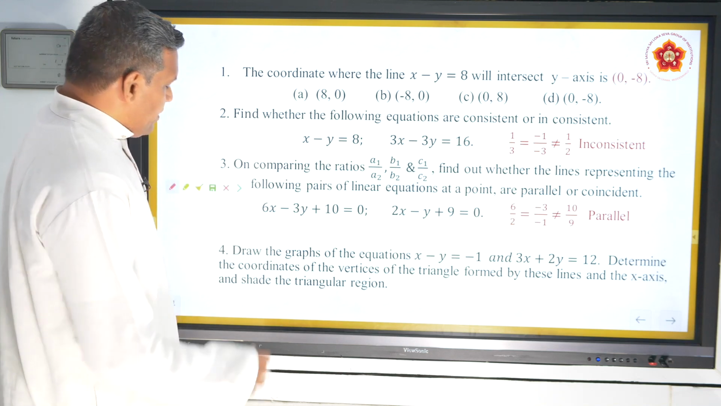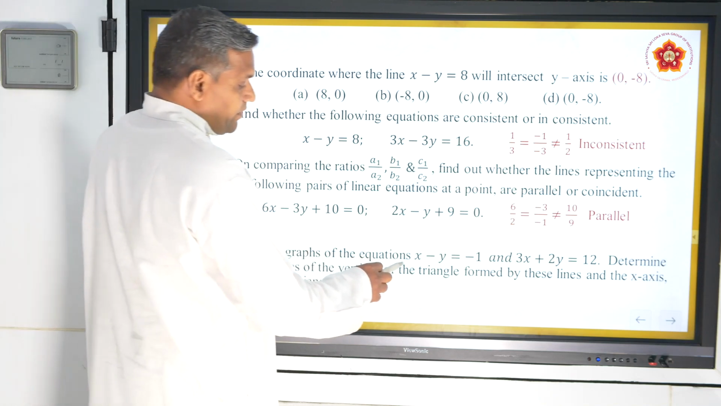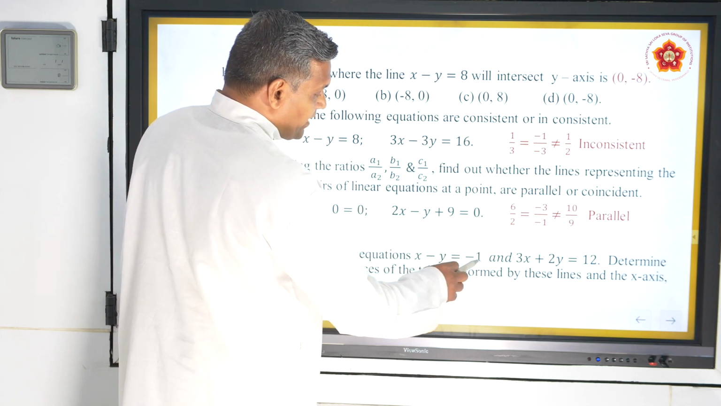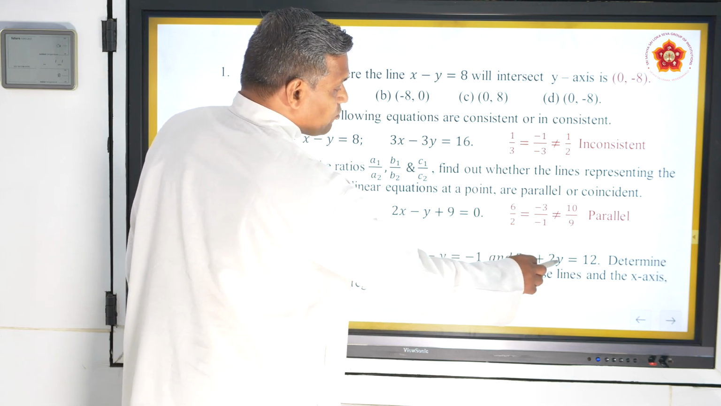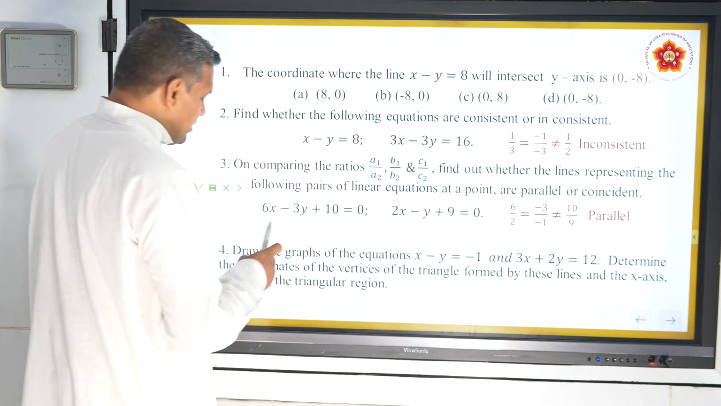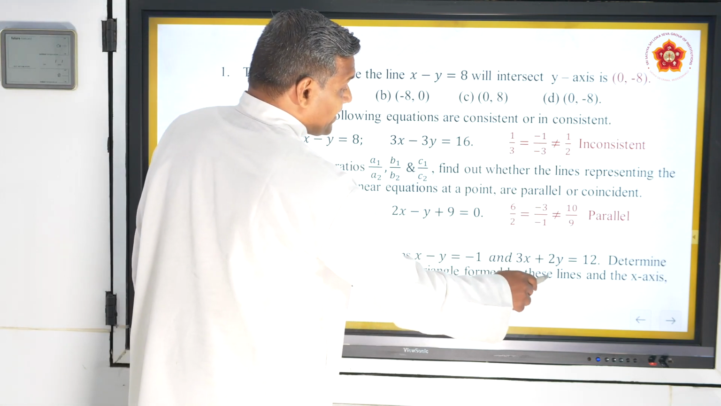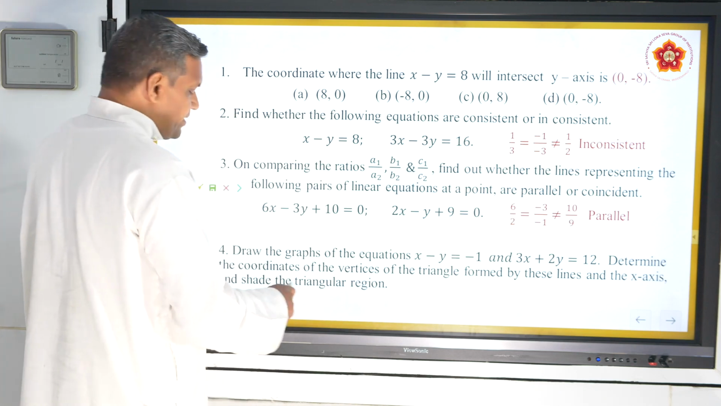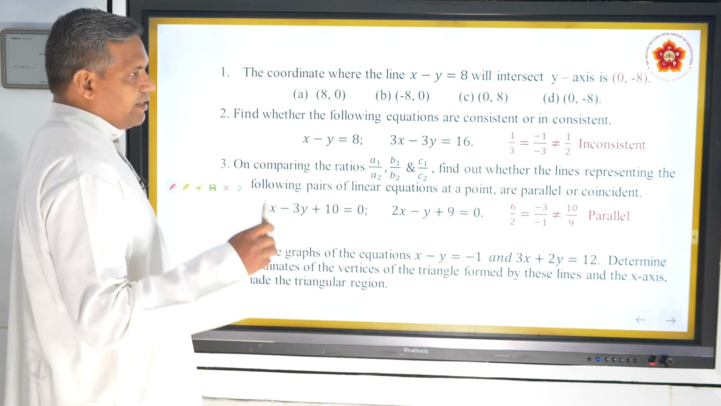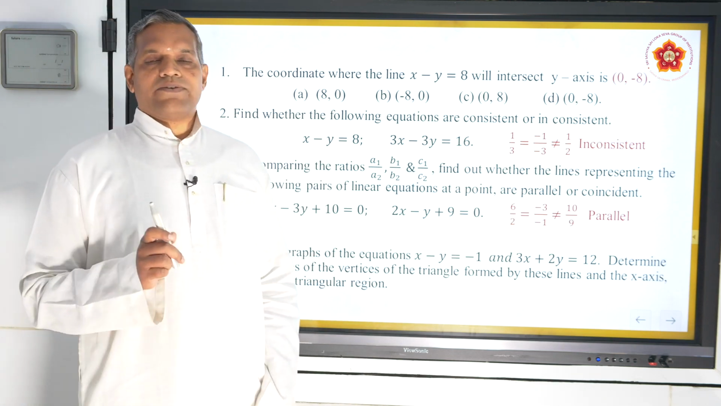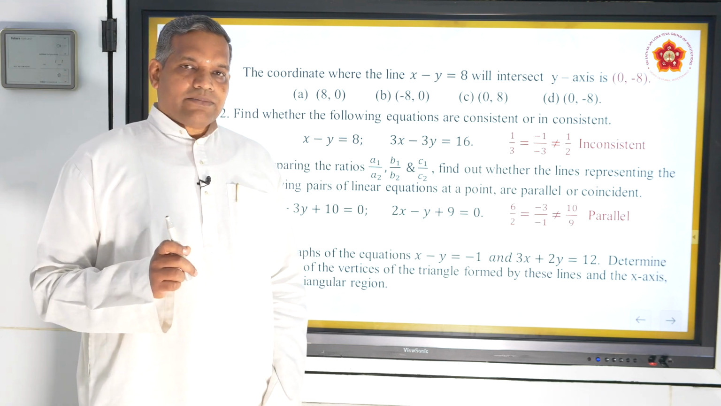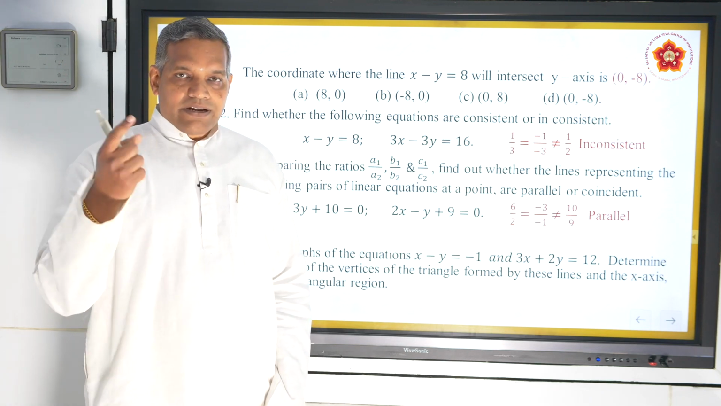This is like: draw the graph of the equations x minus y is equal to minus 1 and 3x plus 2y is equal to 12. Determine the coordinates of the vertices of the triangle formed by these lines and the x-axis and shade the triangle. Shade the triangular region. Last time also I gave you the same thing. This time the solution is graphically depicted.